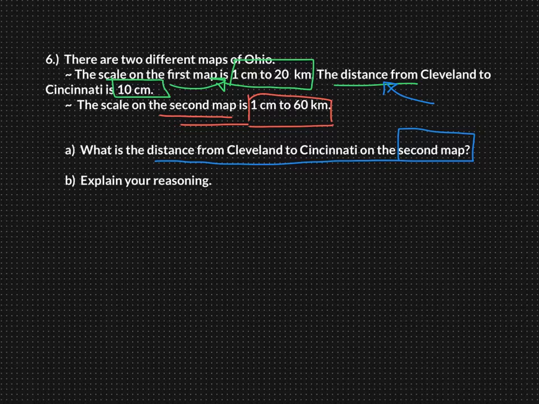Now, I do want to point out that it asks us to explain our reasoning, but if we simply show all of our work, we should be all set as far as explaining it, because we wouldn't just be putting a number down. So let's start out with our first scale. Scale on the first map, so this is map 1.